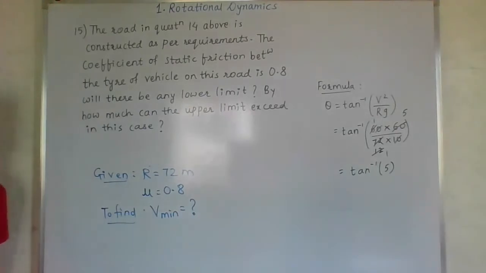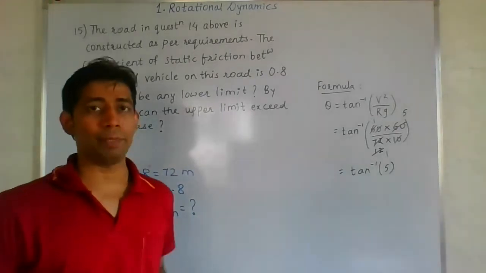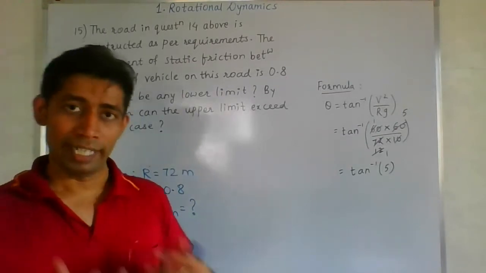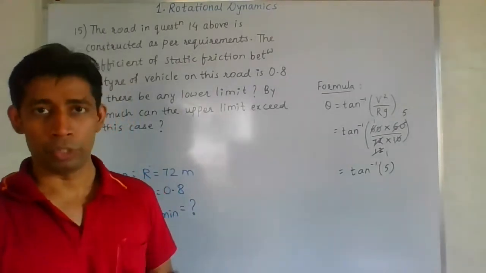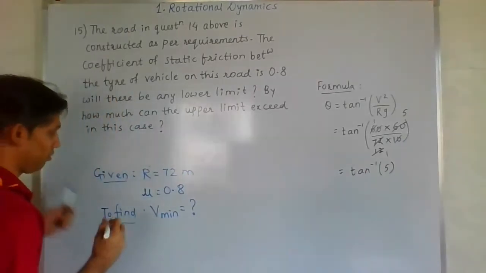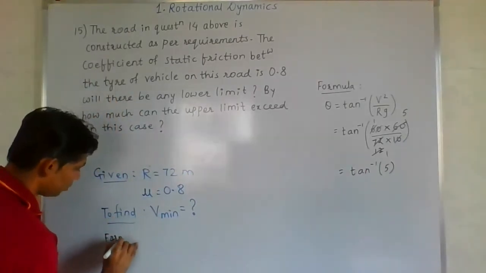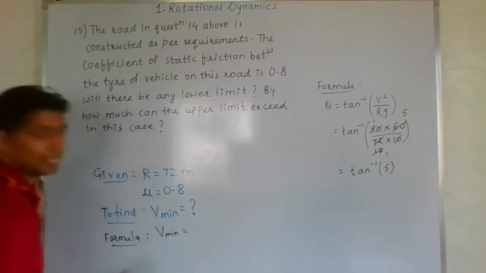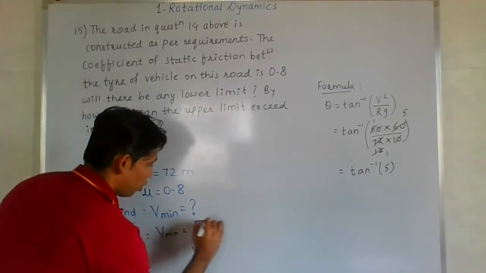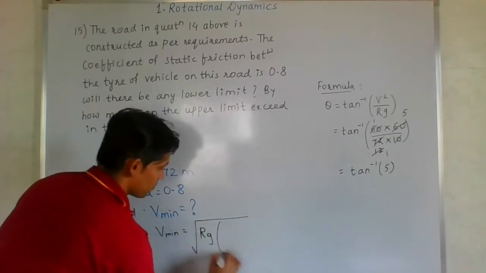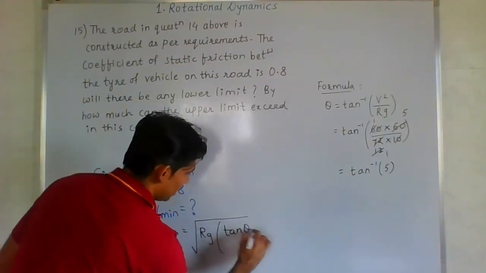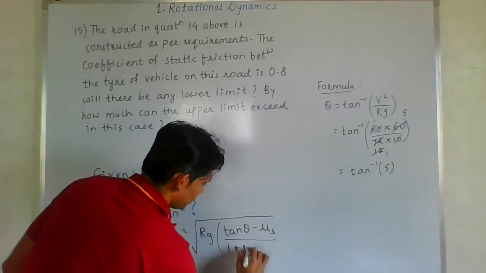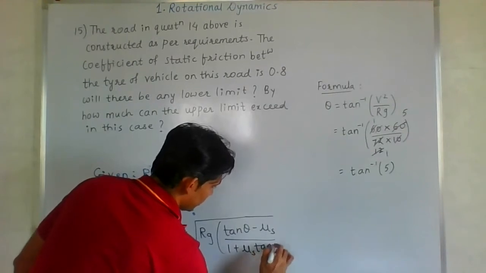Okay, so in my lecture number 4 on this chapter, you can observe this derivation. V min का formula क्या आता है? Derived किया हुआ है, so वही formula हम use करने वाले हैं. Okay, so I'll write the formula on this side. The formula of V min is equal to square root of Rg (tan theta minus mu s) divided by (1 plus mu s tan theta).